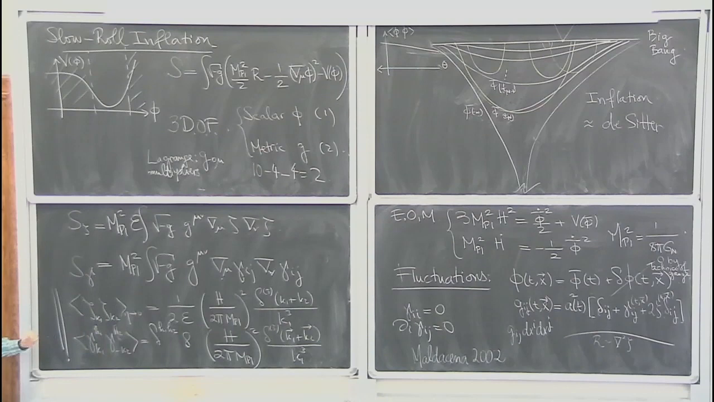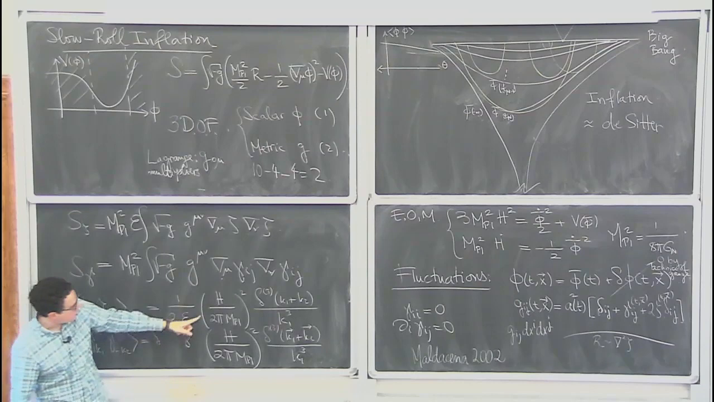So people want to measure. So this has been measured. This number here is like the 10 to the minus 10 that I wrote before, this coefficient here. But you see, it's what you're measuring, it's like H over M Planck root epsilon.